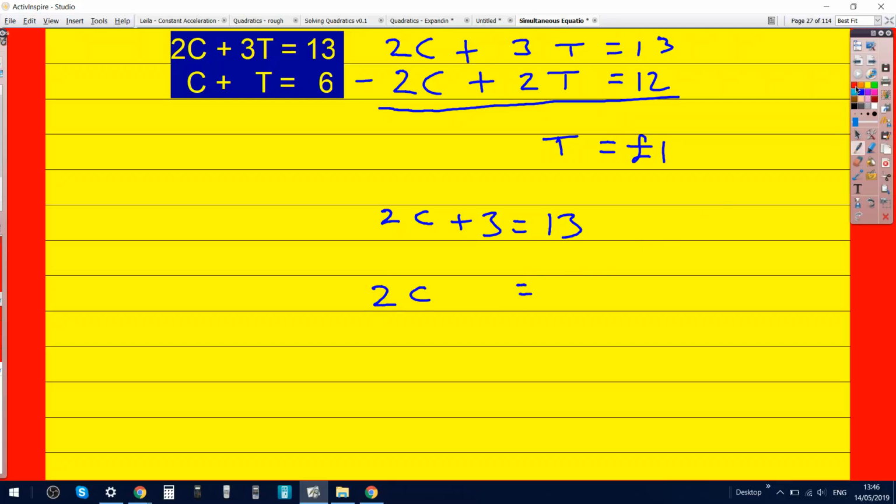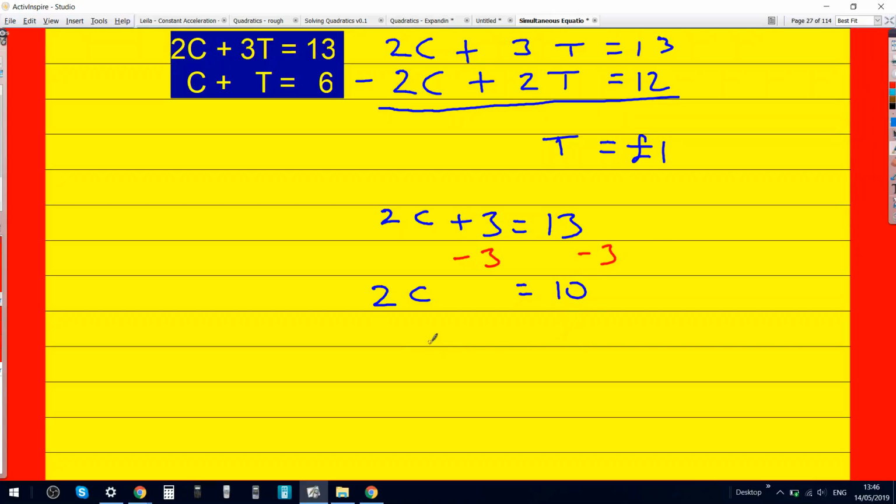Alright. So what would you subtract? Oh, you subtract the 3, sorry, so take away 3, and then you take away 3 from 13, which is 10. So 2C equals 10, which means C equals 5. Yes. So a coffee is £5 and a tea is £1.